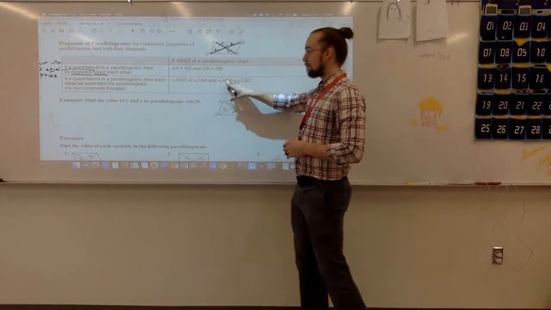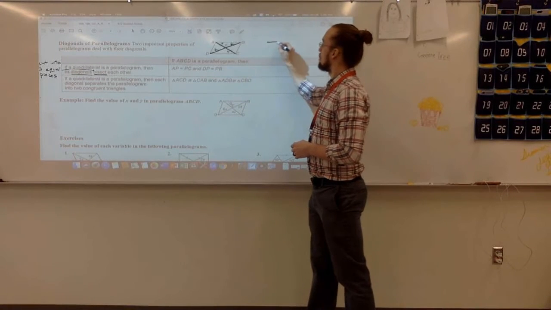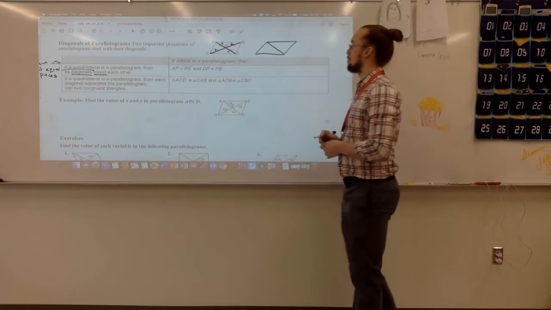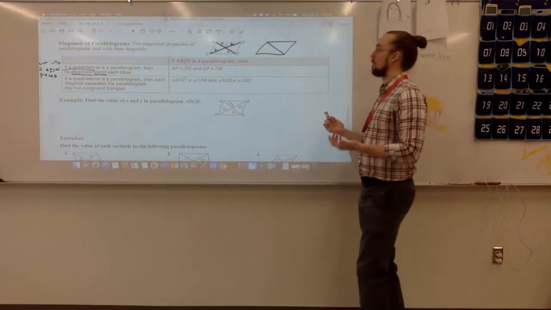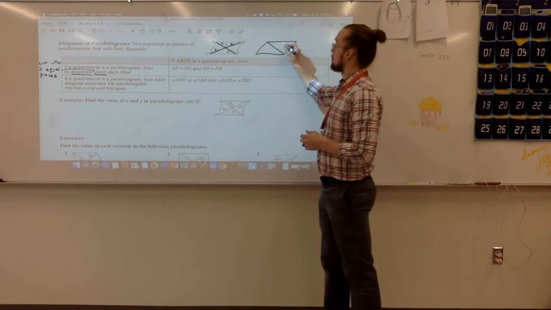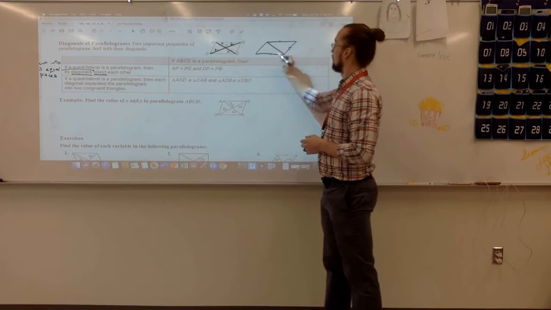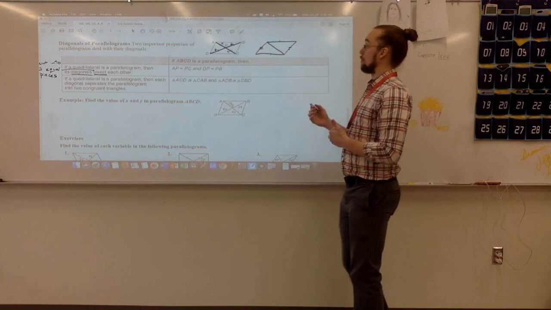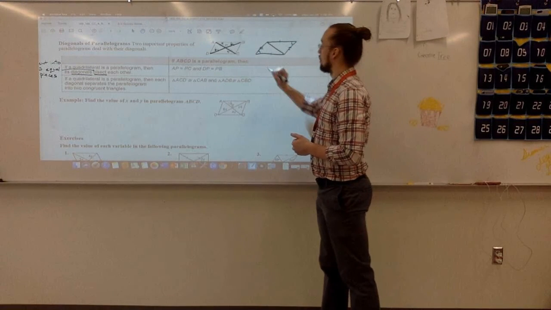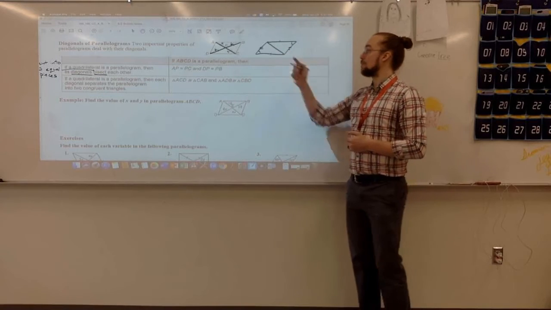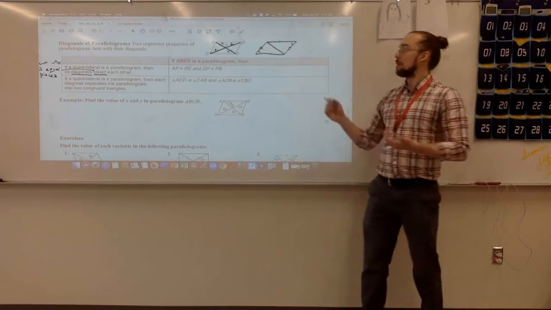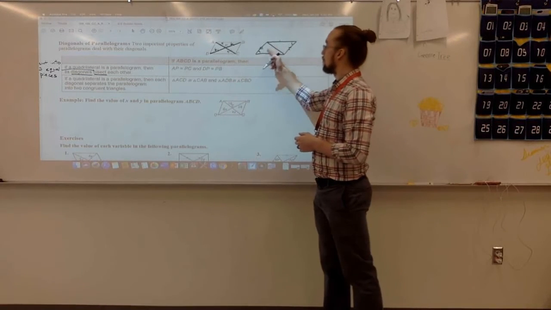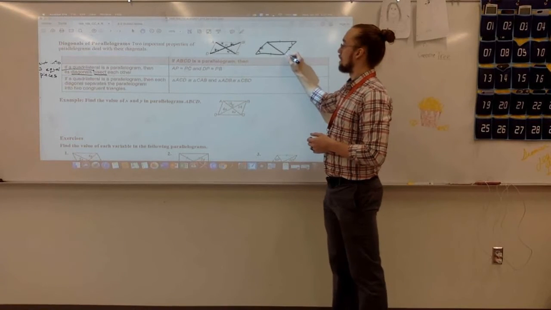The other property that's listed here just kind of follows from some of the things that we talked about yesterday. Each of the diagonals cuts a parallelogram into two congruent triangles. So if I just draw one of the diagonals of a parallelogram here, one of the things we talked about yesterday is that opposite sides are congruent. And then also opposite angles are congruent. So if I just say that this one pair of angles is congruent, I can already say that these two triangles are congruent by side, angle, side.